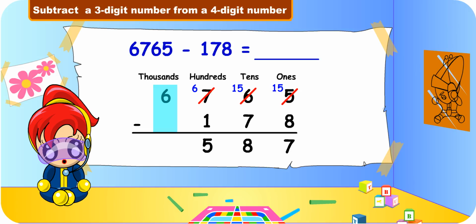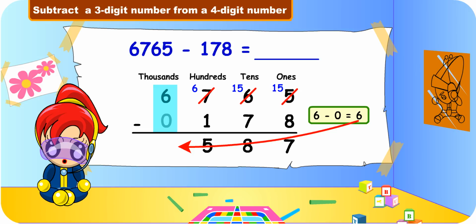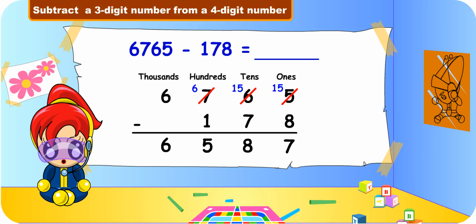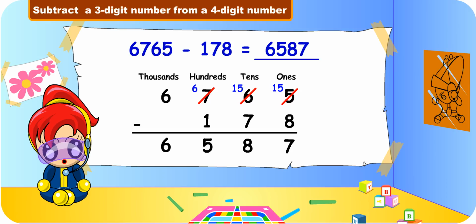There's no digit under the 6,000s. That means the number 178 has no thousand value. So, I take 6,000s minus 0 and I get 6,000s. Hence, I write 6 in the thousands column. The difference between 6,765 and 178 is 6,587. Well done!